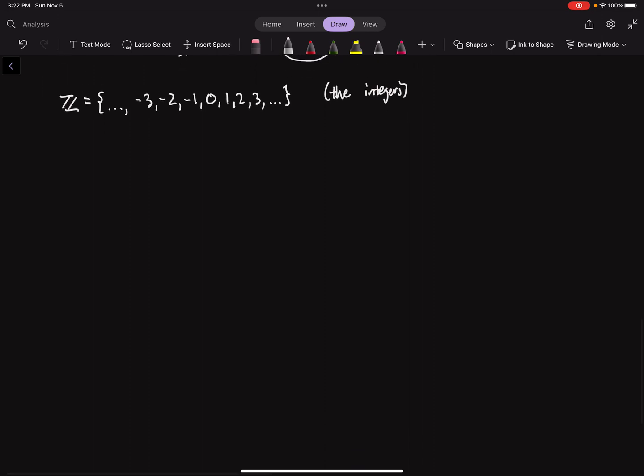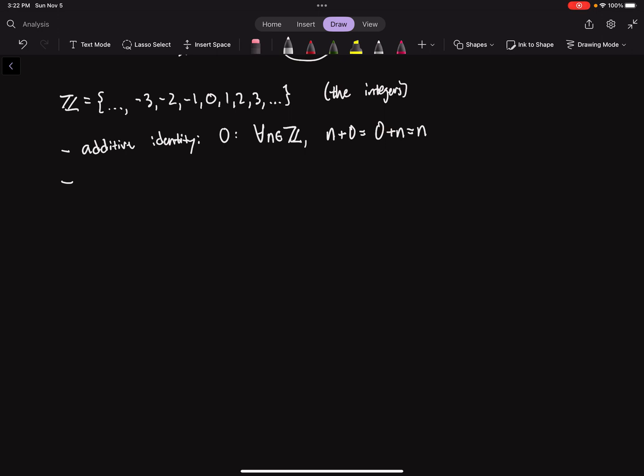Okay. And what have we done? Well, we've added in a lot of new elements. In particular, we have an additive identity, zero. And this element is special because for all integers n, n plus 0 equals 0 plus n equals n. Okay?